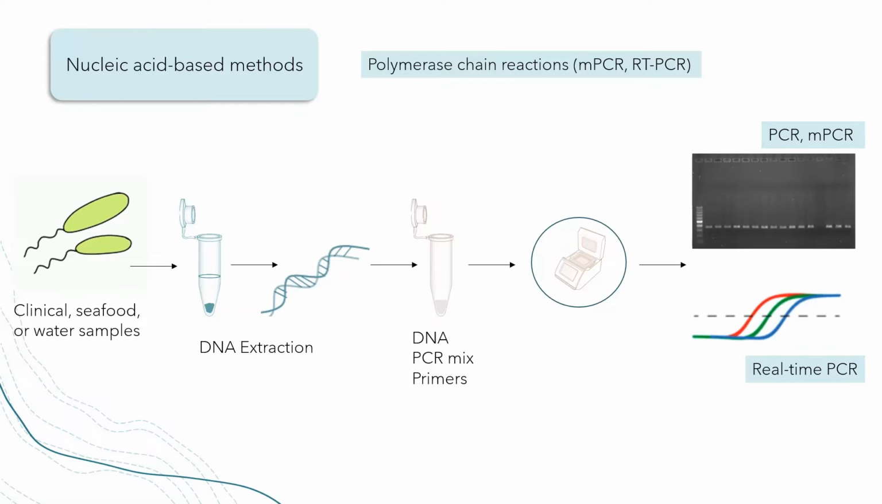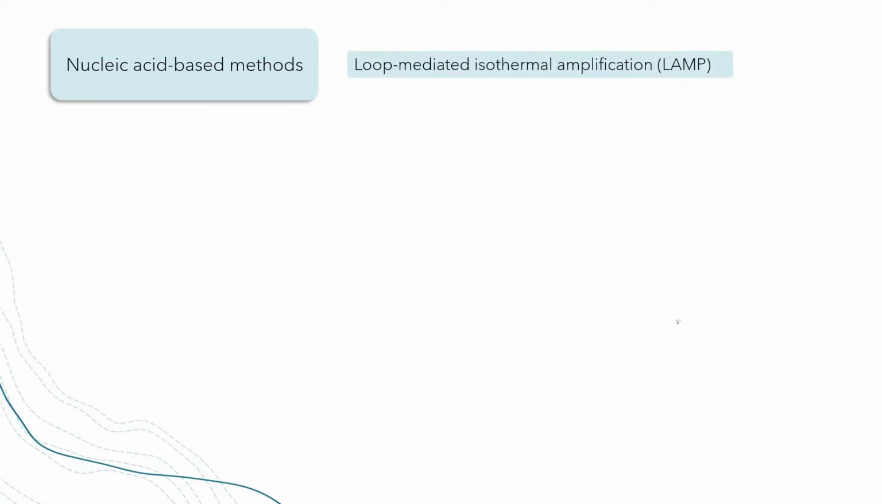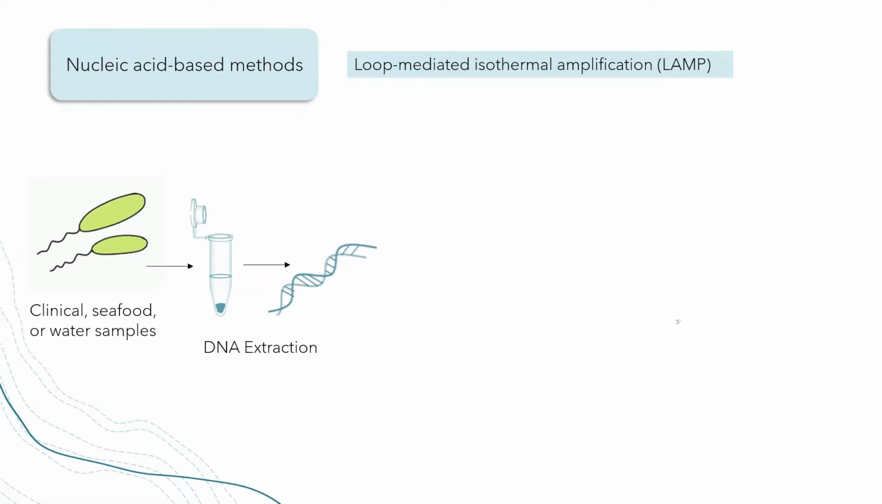Moving on to loop-mediated isothermal amplification, or LAMP for short. LAMP is based on the principle of autocycling strand displacement DNA synthesis. The process utilizes Bst DNA polymerase and a set of four specially designed primers. The initial steps are the same, where we get the samples and we extract the DNA. Then, LAMP occurs continuously under isothermal conditions at about 60 to 65 degrees Celsius.